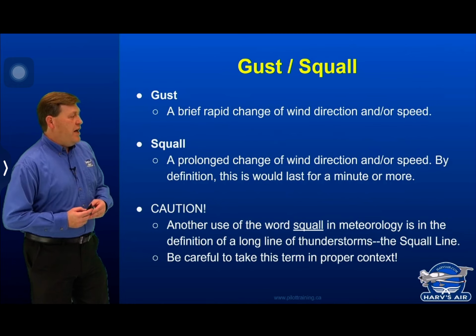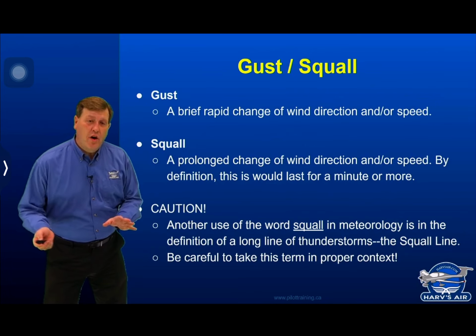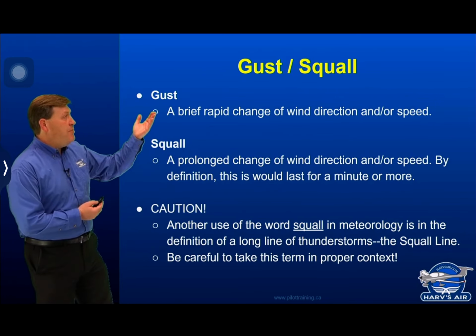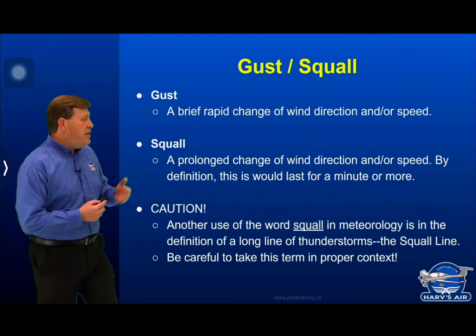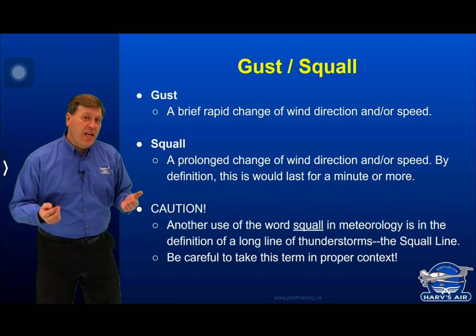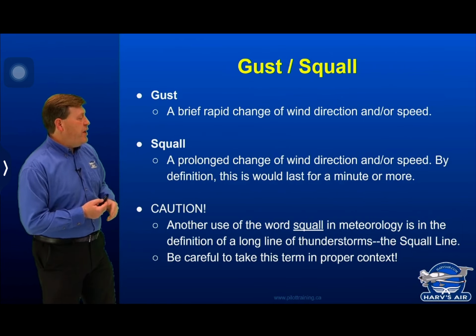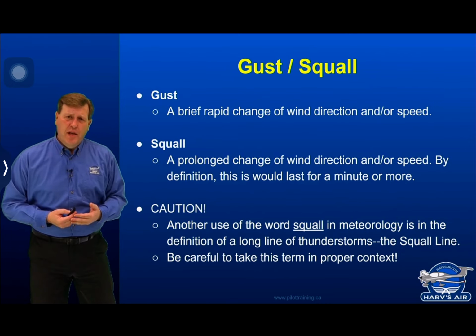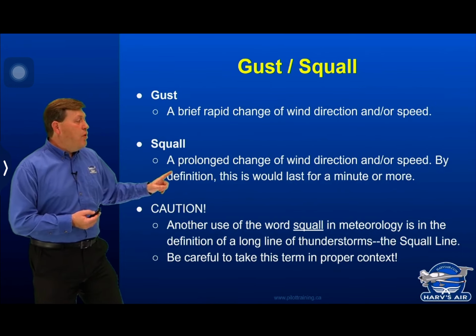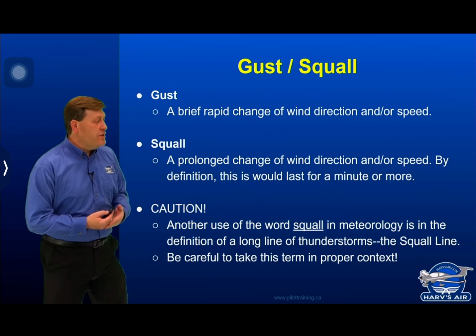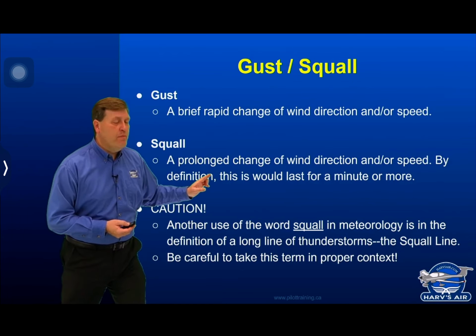Okay, moving on. Now, winds are almost never constant. Usually we can have things pop up like a gust, and this is where there's a sudden increase in wind speed. But don't forget that a gust could also be a sudden change in wind direction. So a gust, technical definition, is a brief, rapid change of wind direction and/or speed. This is different from what is known as a squall. A squall is a prolonged change of wind direction and/or speed. By definition, a squall must last for a minute or more.